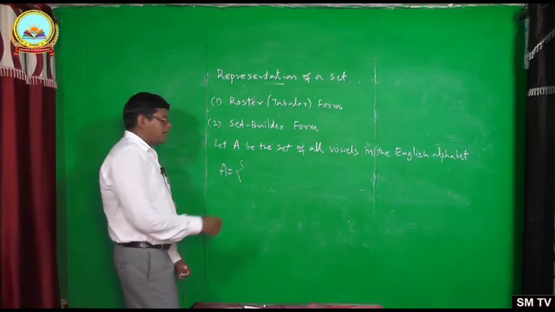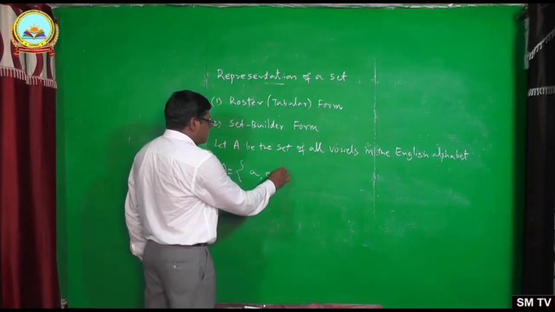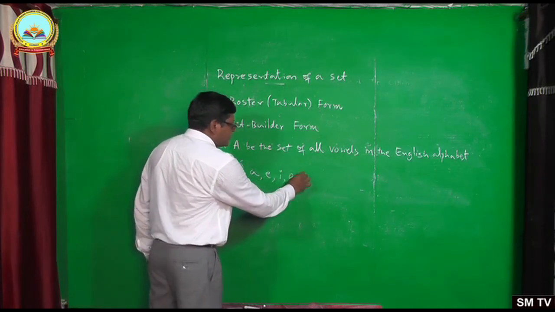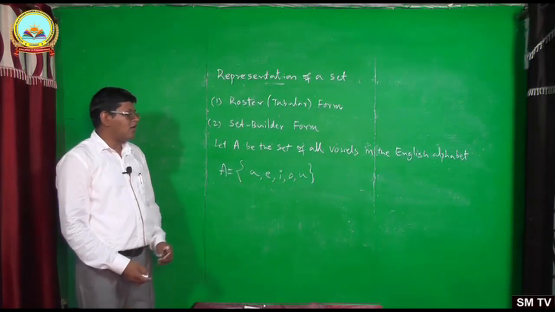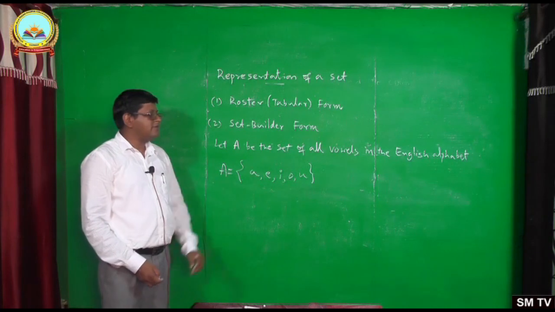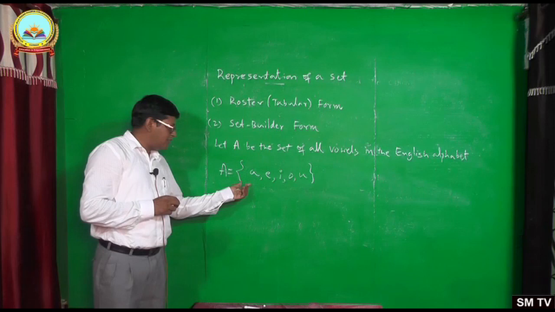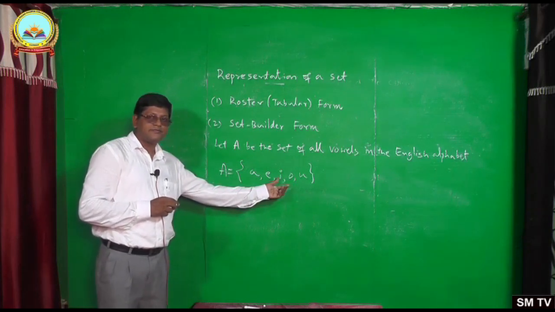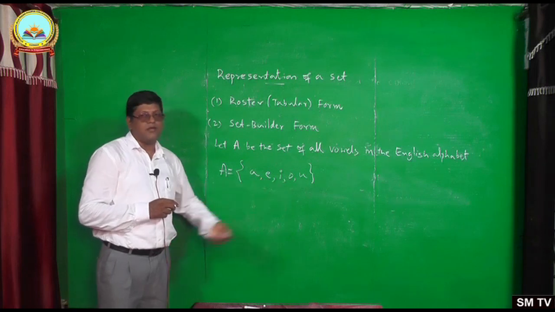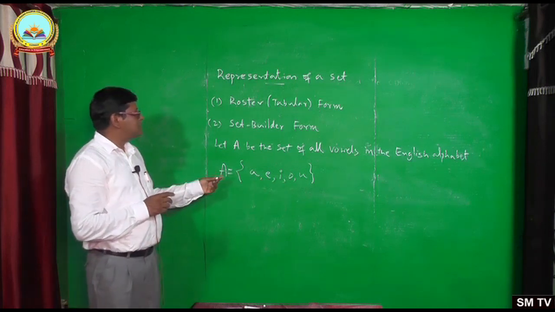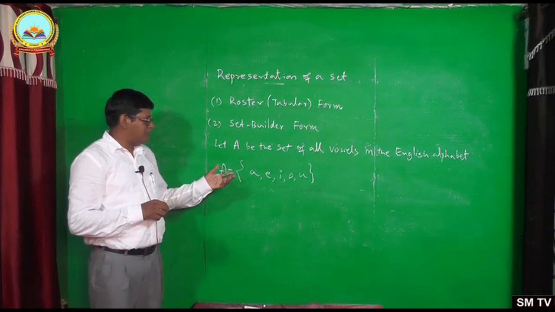We know that A is a vowel, E is a vowel, I is a vowel, O is a vowel, U is a vowel. A, E, I, O, U are vowels in the English alphabet. We have written all the objects or elements within a pair of curly brackets, and we have separated them by using commas. This representation is called roster form or tabular form of the set A.